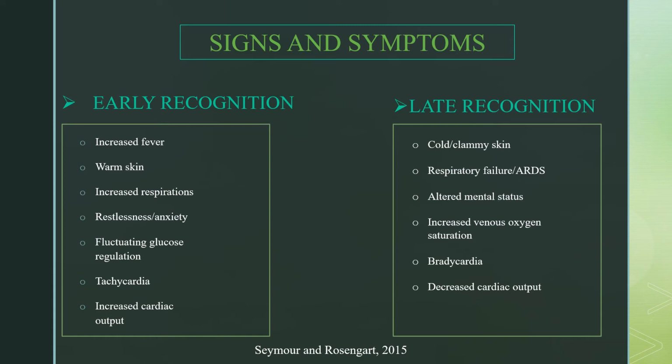Late signs could be cold and clammy skin, respiratory failure or respiratory distress, altered mental status, increased venous oxygen saturation, slow breathing, and decreased cardiac output. These are some of the signs and symptoms that we would see in a patient who is in septic shock. And once again, the early signs of septic shock can sometimes really be confused with just regular health conditions.